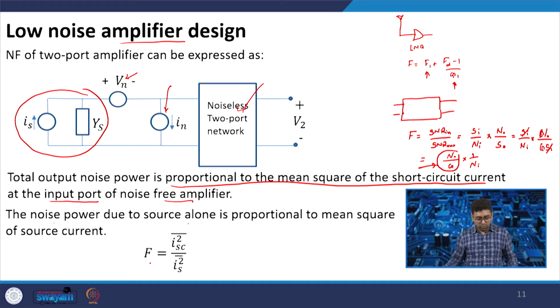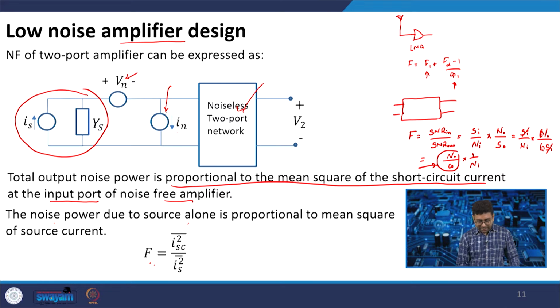While discussing the low noise amplifier design, we already discussed the input referred noise. Here in this low noise amplifier design we have made the noisy two port network into a noiseless two port network by adding the voltage source Vn and In. So this is the equivalent noise voltage Vn and this is the equivalent noise current In, and this is the source current Is and this is the source admittance Ys.